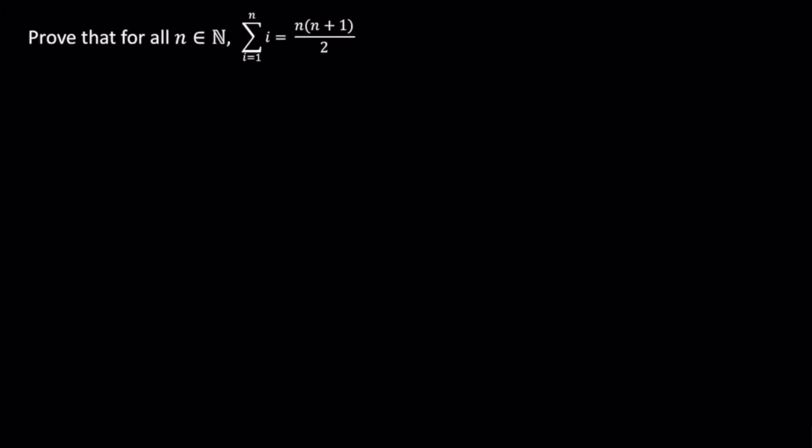It reads, prove that for all n where n is a natural number, show that the sum from 1 to n is equal to n times n plus 1 over 2. And if you don't understand this notation, it's just called sigma notation, and basically what it means is we're doing 1 plus 2 plus 3 plus all the way out to n. It's just a nicer way to write it, more concise.